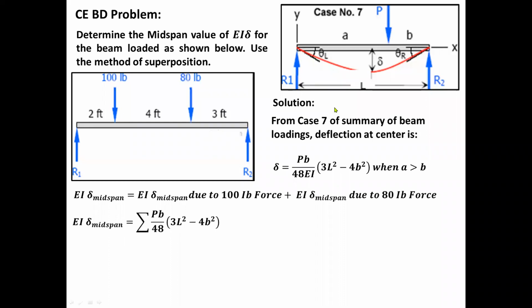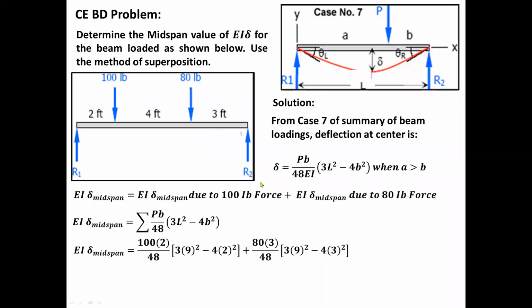But how do we do that? EI midspan is equal to the summation of PB over 48 times L square minus 4B square. And by direct substitution, paano ba nangyari ano? PB over 48. PB over 48. So let's start first with this. So L and B.